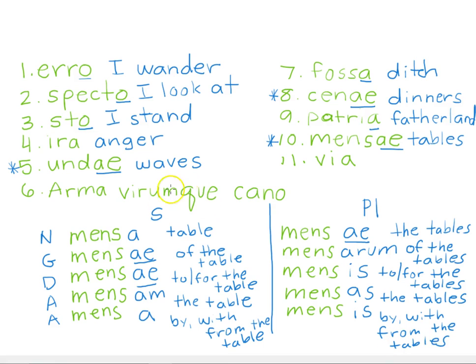So what would I like you to have written on your little Part B chant? I would like you to have these endings: a, ae, ae, am, a, ae, arum, is, as, is. If you would put those on your chant, that will make it really, really useful.